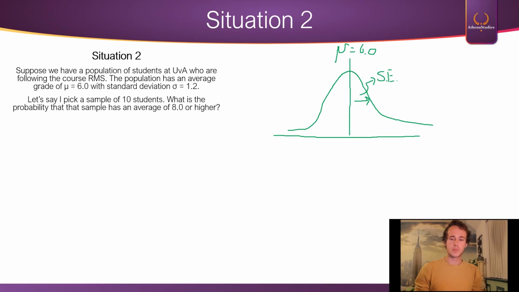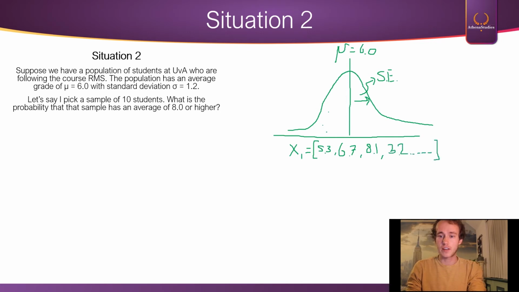And it is very important that you realize what we are seeing in this sampling distribution, because we picked a sample size of 10. So that means that, for example, in my first sample, the first observation is someone with a 5.3, second one is someone with a 6.7, third one is someone who has 8.1, for example, a really high number. Fourth one, for example, is someone with a 3.2, etc., until I have 10 observations within my sample.